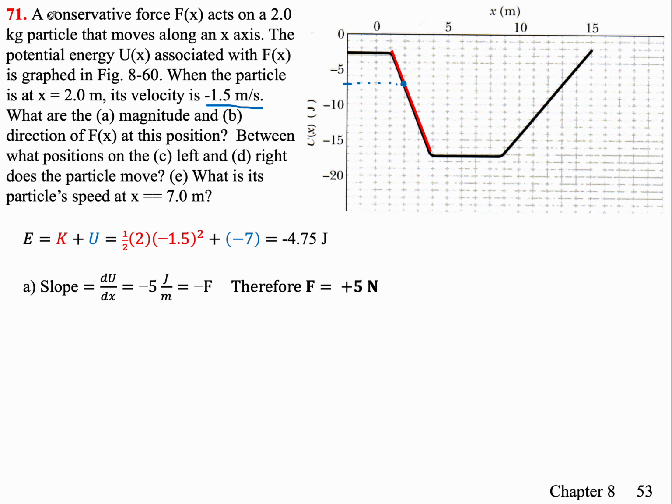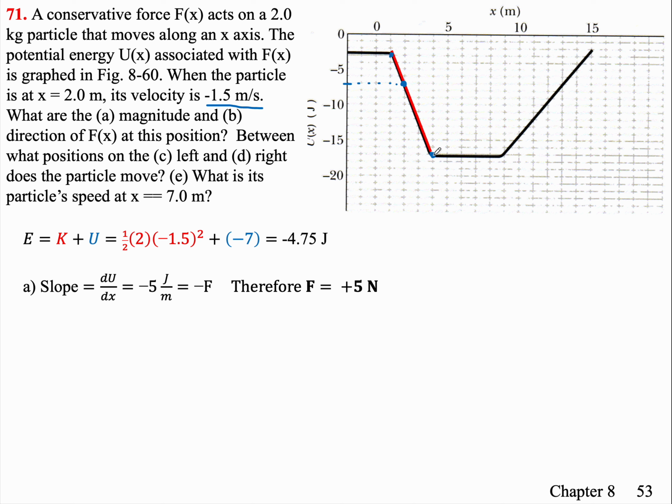So how do you answer A? Pretty simple. We just need to find the slope of the graph at that point. Well, the slope of that graph, if you work it out, we're looking for it at this point right here. If you look at the slope, we go from there to there. You can estimate it's about negative 5. And that would be joules per meter.